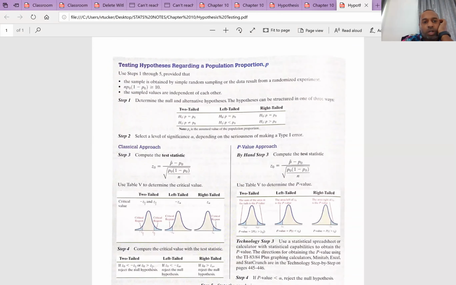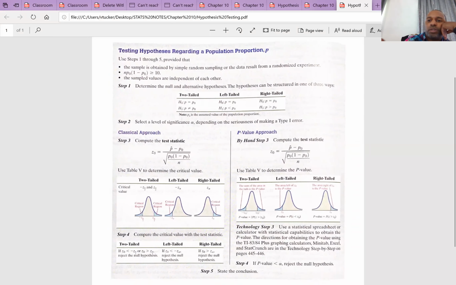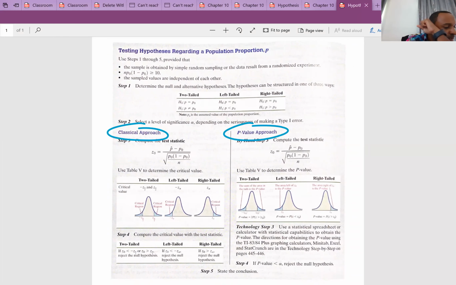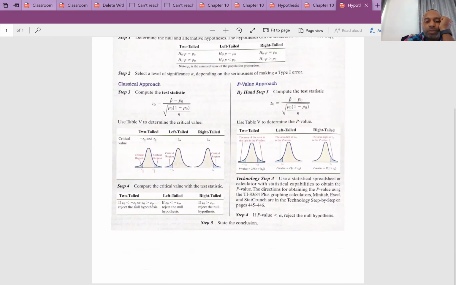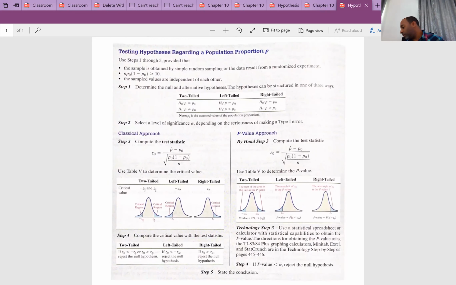All right, so here's our hypothesis testing, and we have two different approaches: the classical approach and the p-value approach. We have 5 steps no matter which approach you use. I will email you this, even though you have access to it in your book. It should be in 10.2, might be in 10.1, but anyway, these are your steps.